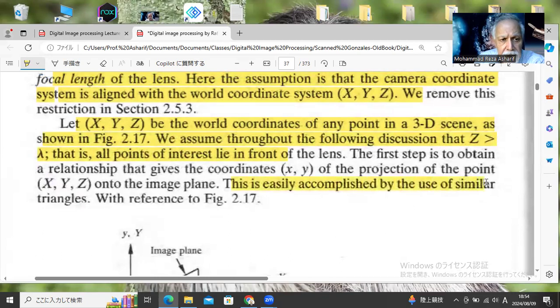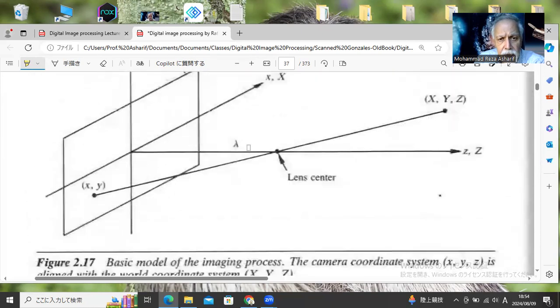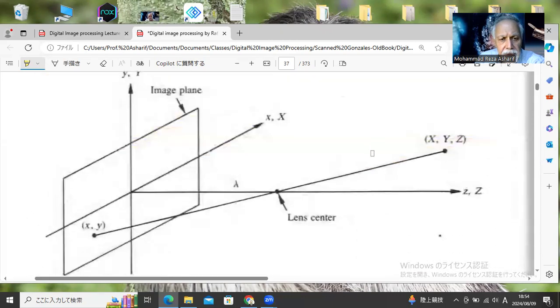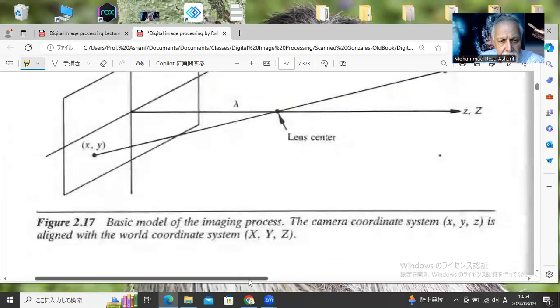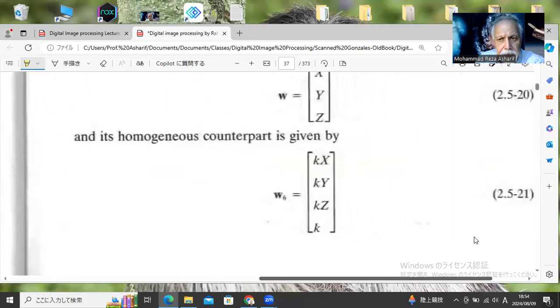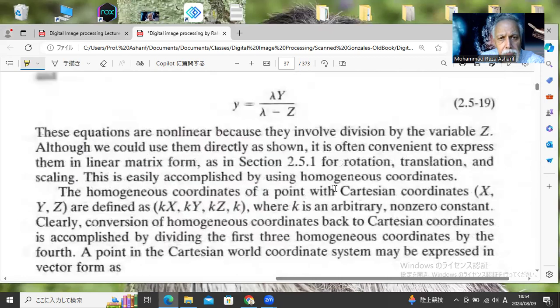So I'd like to talk about this. This is accomplished with similar triangles. So the first step is to obtain the relation between the xy and XYZ, and this is by the similar triangle. There are two similar triangles. This is one here, projecting X, and this is Y. So this triangle and this triangle here. We can write the similar triangle formula here.